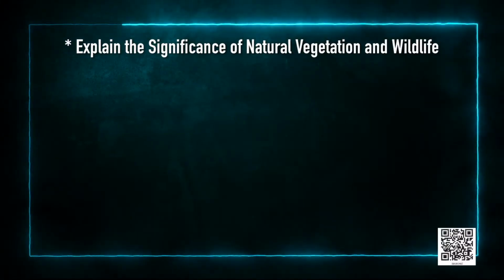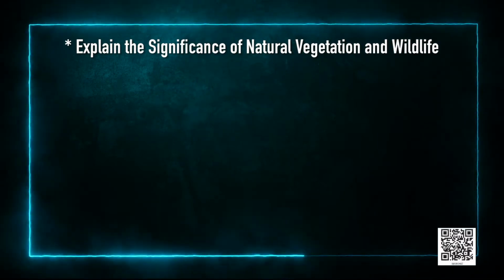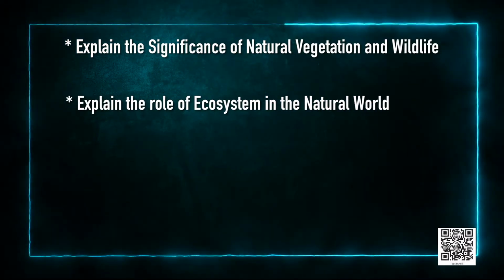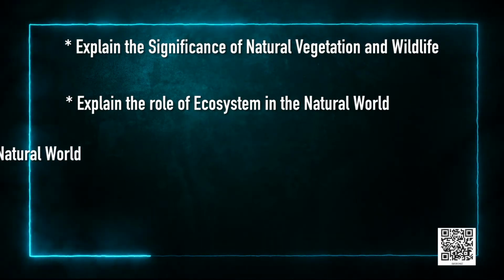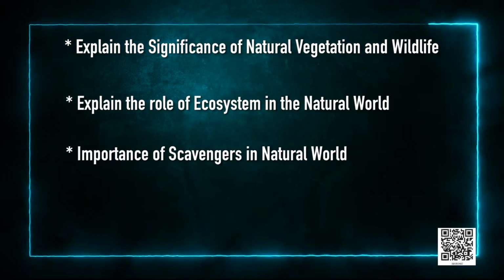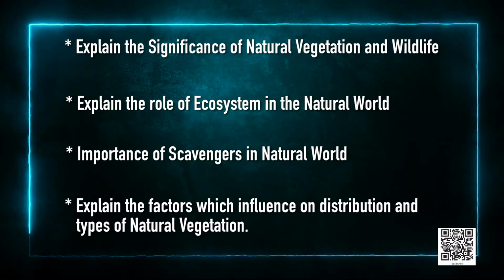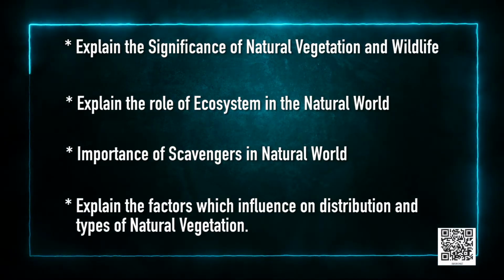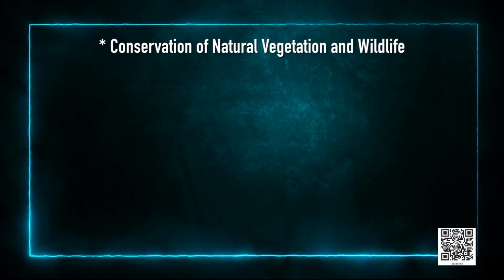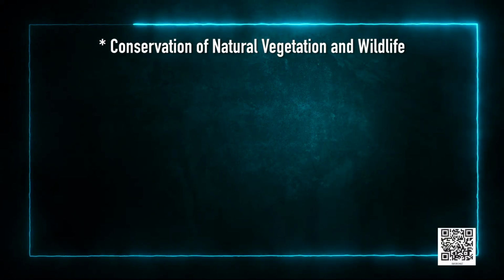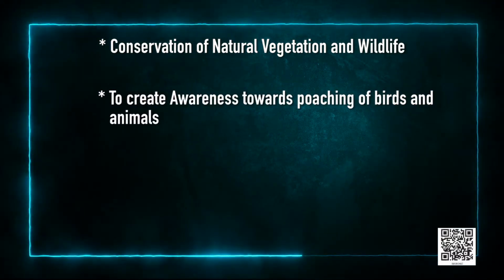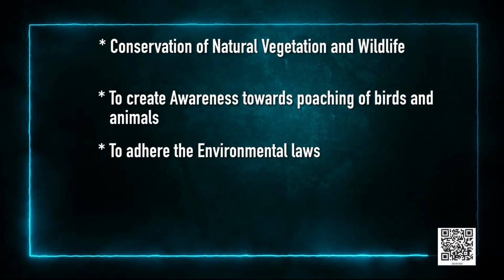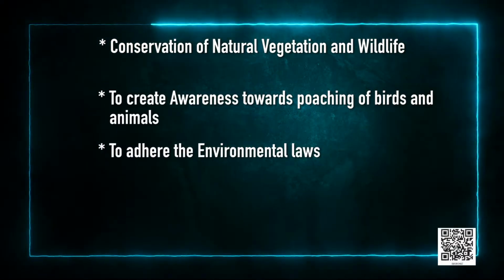Learning objectives. At the end of the session, students will be able to explain the significance of natural vegetation and wildlife, explain the role of ecosystem in the natural world, the importance of scavengers in the natural world, explain the factors which influence the distribution and types of natural vegetation, conservation of natural vegetation and wildlife, and create awareness towards poaching of birds and animals to adhere to the environmental laws.